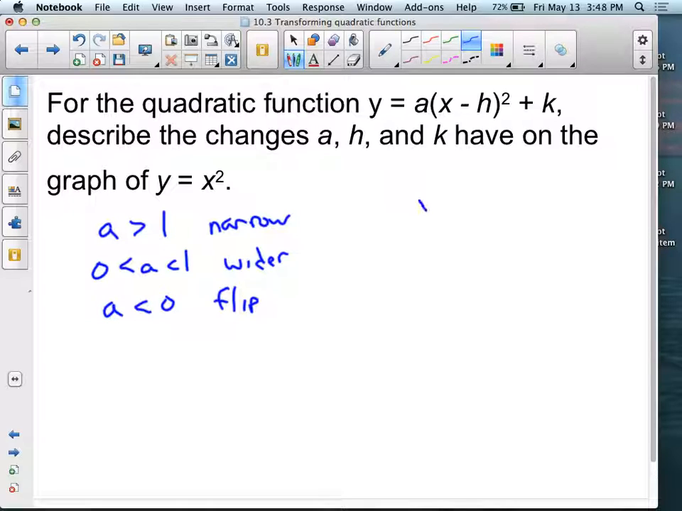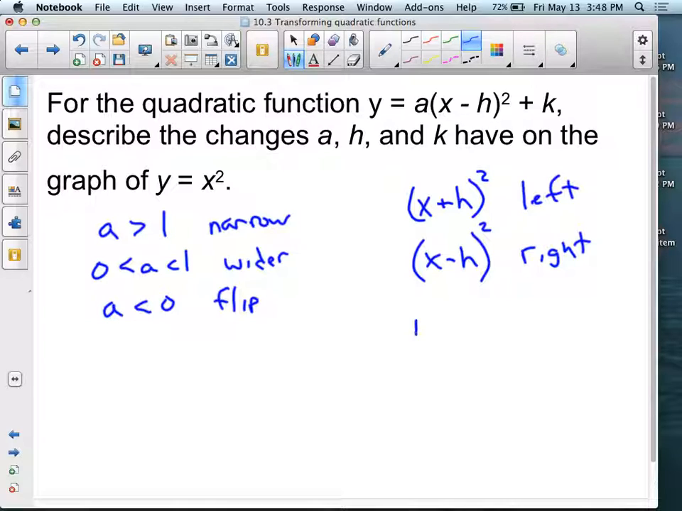You might remember that when we had something in parentheses like x plus h, it was really x subtract negative h. So that went to the left. And then x subtract h, that subtraction sign tells me that my h value was positive here, and I'm going to the right. And finally, when k is greater than 0, we go up. And when k is less than 0, we go down.